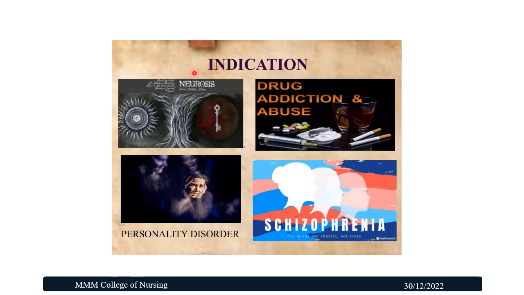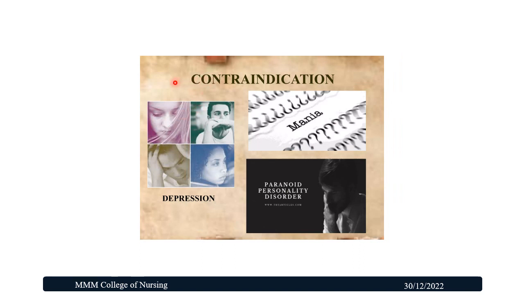What are the indications for milieu therapy? Patients with neurosis, drug addiction and abuse, patients with personality disorder, and patients diagnosed with schizophrenia. The contraindications are patients with depression, patients diagnosed with mania, and patients with paranoid personality disorder.